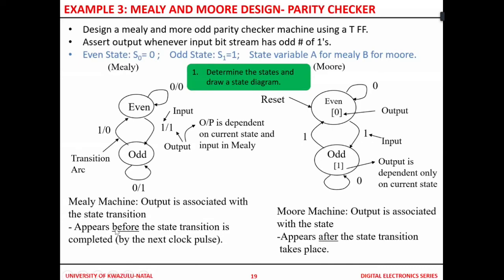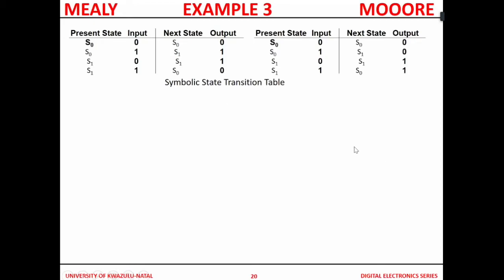We need the state table: present state, input, next state, output. Okay, for those who have done it, you should have something like that. Just observe there. That is your present state, input, next state, output. This side is Mealy, that side is Moore.